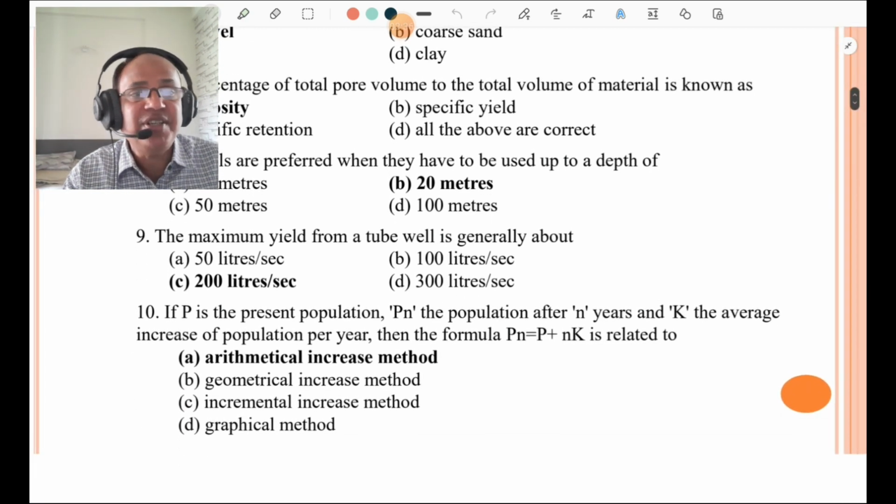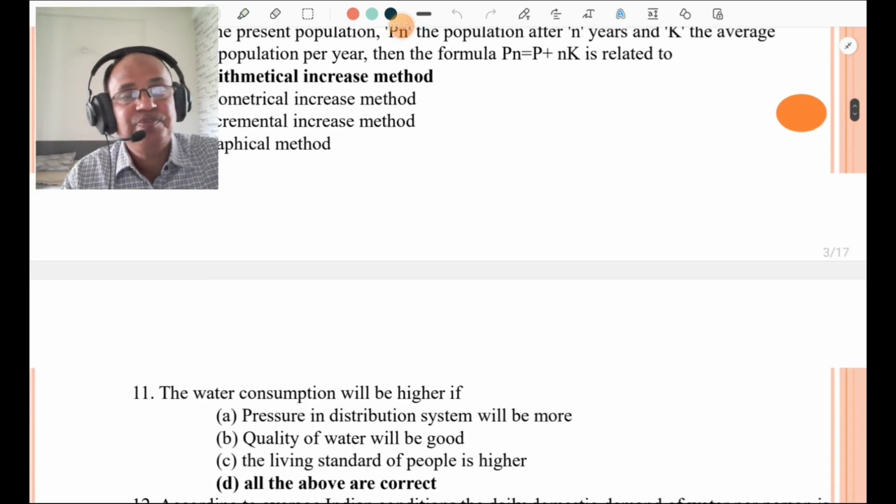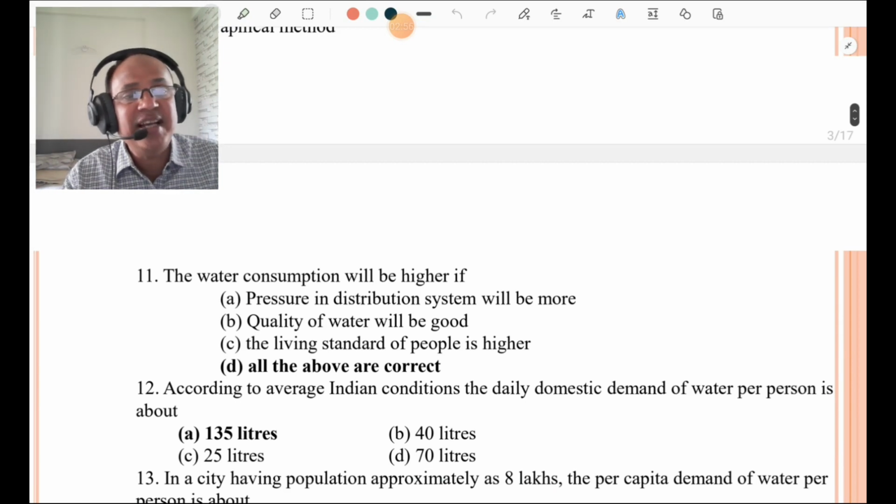If P is the present population and Pn is the population after n years and K is the average increase of population per year, then the formula Pn = P + nK is related to the arithmetical increase method. The water consumption will be higher if pressure in the distribution system is more, quality of water is good, and the living standard of the people is higher. Then the water consumption is automatically higher. So all the above are correct.